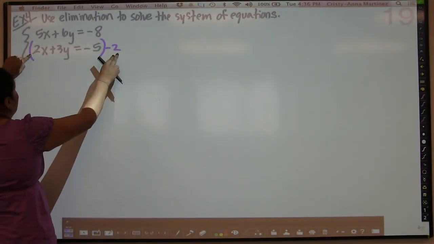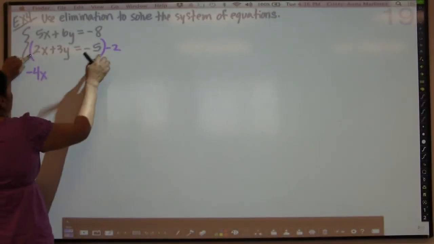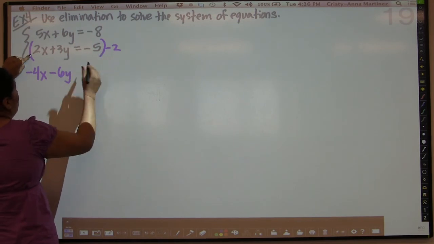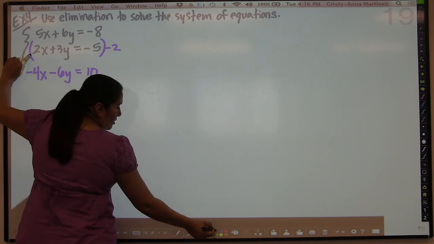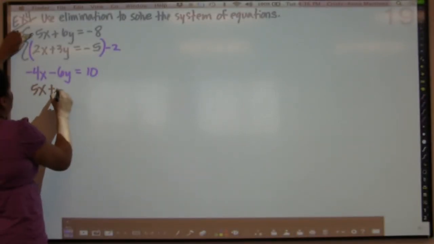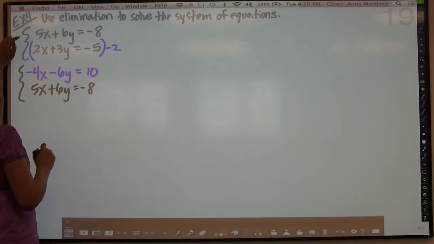So 2 times negative 2 will give me negative 4x. 3 times negative 2 will give me negative 6y. And negative 5 times negative 2 will give me a positive 10. Then I'm going to go ahead and bring down the original equation, which was 5x plus 6y equals negative 8. So this is now my system.